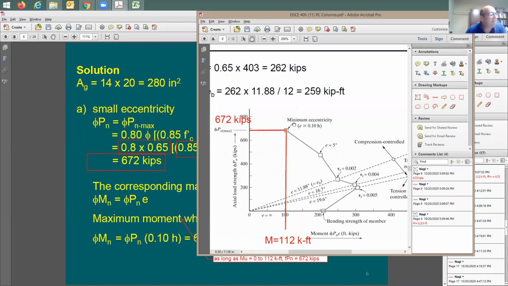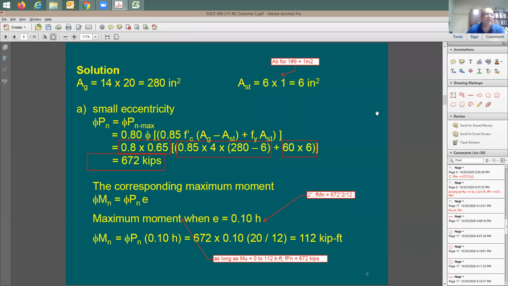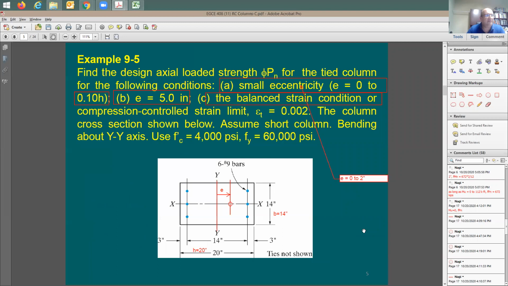Any questions on this? Understanding the minimum eccentricity, understanding this issue of the small eccentricity that we consider when you use this equation. It's going to be based on 10% eccentricity of the depth of the column. What does 10% mean? 10% means 0.1 times h, the depth of the column. Here's the depth of the column, and you consider 10% of it. 10% of 20 is going to be 2 inches. So up to an eccentricity of 10%, which means an eccentricity here of 2 inches, your column should be fine to resist the same axial load. This is what you're talking about.